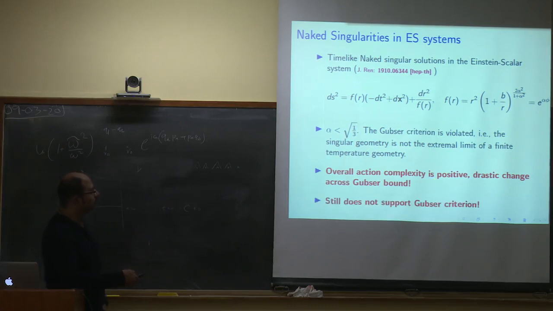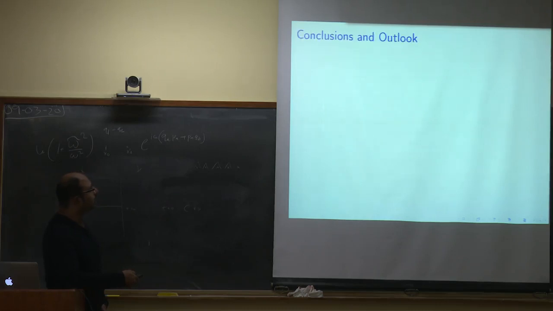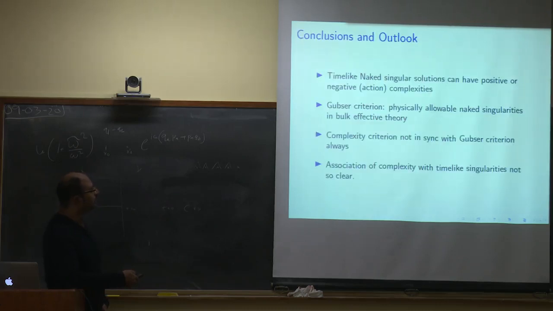So maybe let me just draw an outlook. For time-like singularities, the association of complexity with time-like singularities is not so clear from our investigation, what we feel. For space-like singularities, it does have some intuition. For time-like singularities, we do not see that. Complexity doesn't reduce as you approach the singularity or anything. So it is not clear. This is, I would say, the principal takeaway from this.